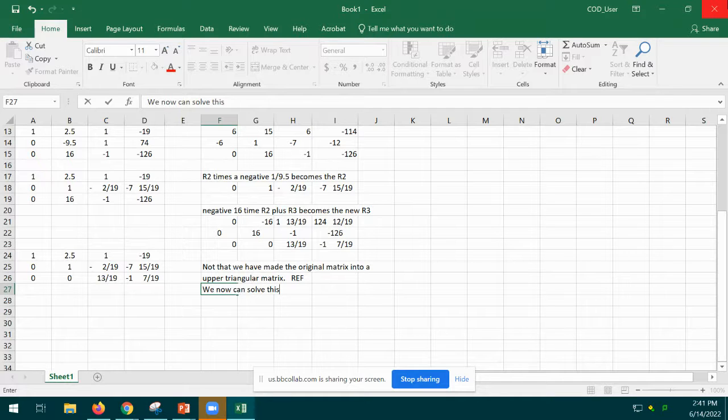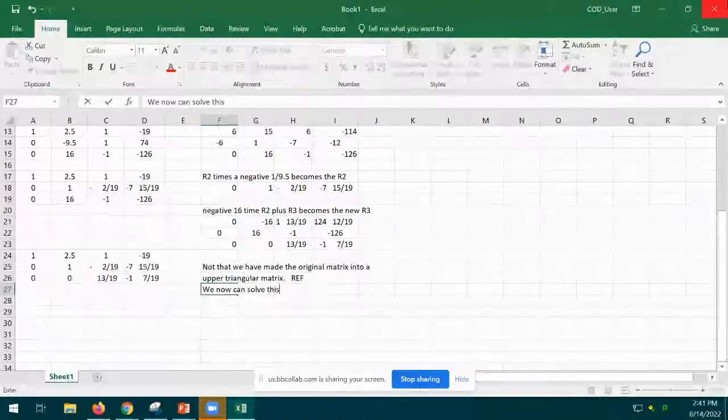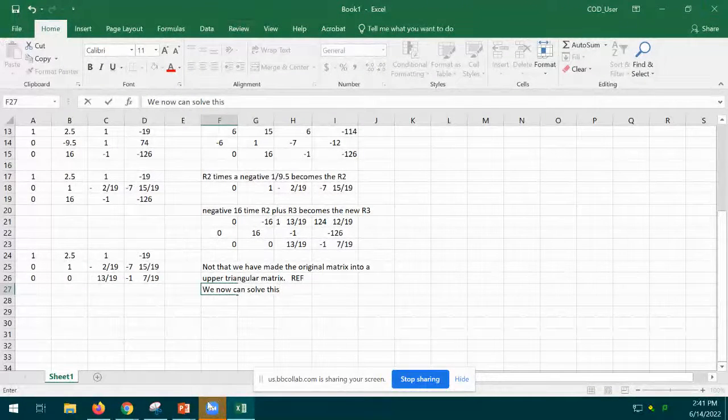This is -2 over 19. This is -7 and 15 over 19s. And this is 0, 0, 1. And this is 13 over 19. And this is -1 and 7 over 19.